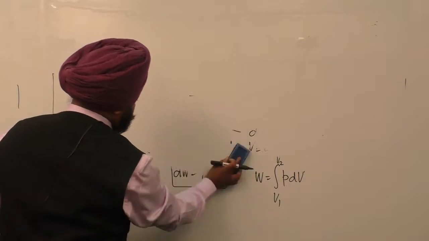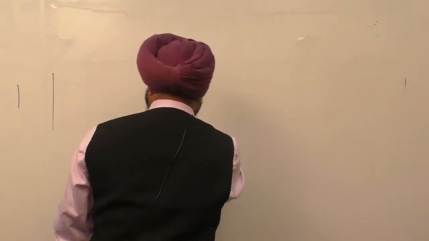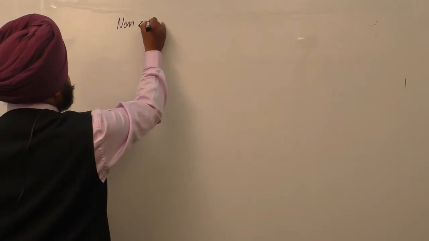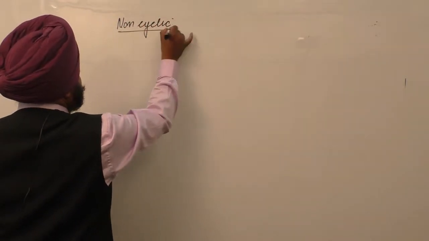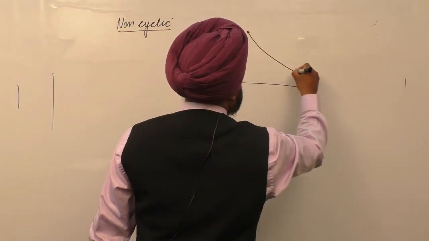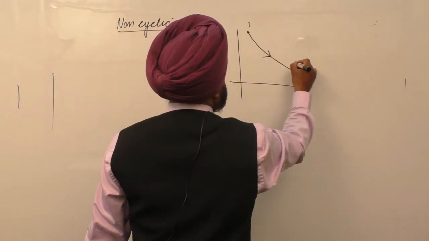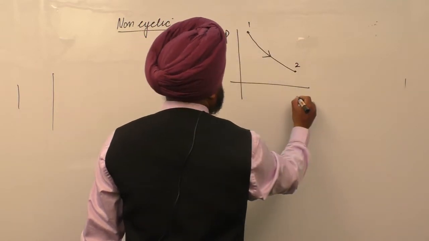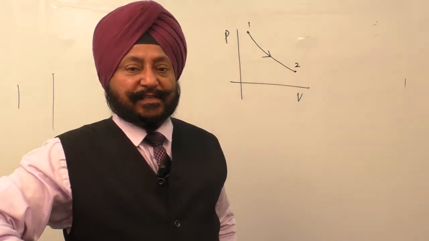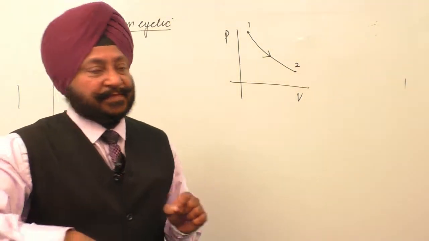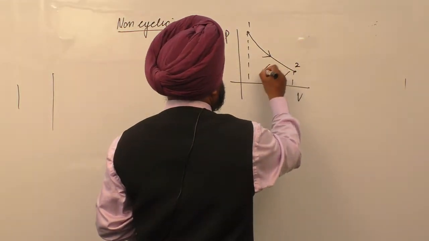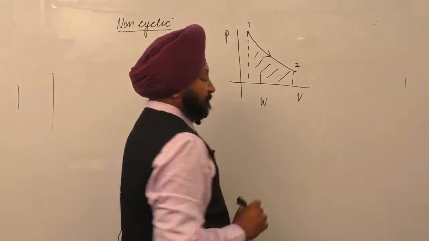One is called a cyclic process and the other is called a non-cyclic process. A non-cyclic process is one which starts from a certain point and ends at a certain point. Say it starts from point 1 and ends at point 2. This is called a non-cyclic process. The area under this graph, this area which we will highlight here, gives the amount of work done.